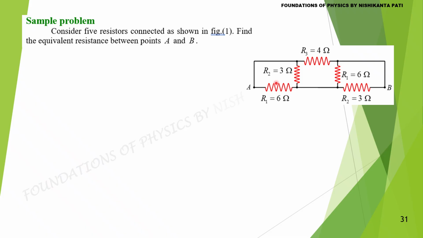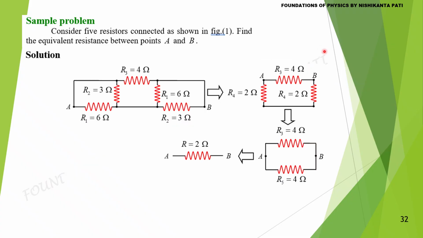This R1 resistance is in parallel with R2. How do you know? You can cut here and touch this point here. Similarly R1 and R2, they are also in parallel. You can cut here and touch this point here. So the given circuit is equivalent to this.